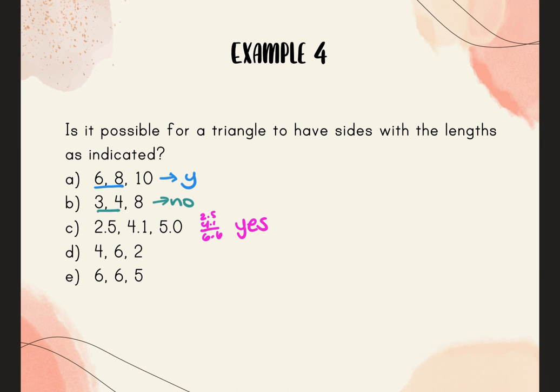This time they're not in order, but you want to add the smaller 2. 4 plus 2 is 6, not bigger than 6. So this is no. And the last one, 6 plus 5 would be 11. 11 is bigger than 6, so this would be yes.